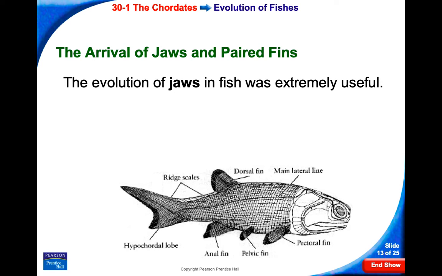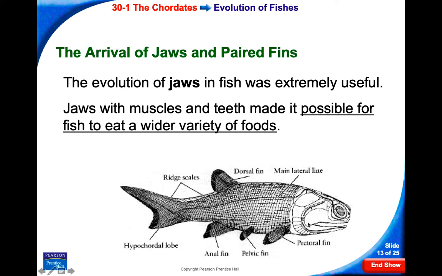Okay, the evolution of jaws in fish was very useful. A jaw, right here, can hold teeth. It can be supported by muscles that makes it possible for the fish to eat a wider variety of foods. Jawless fish like hagfish and lampreys, which still exist today, they're modern day fish, don't have that structure, they don't have a rigid, tough framework where teeth can be attached and muscles can be attached. They're limited to eating small particles of food. They either filter them out of the water or they suck them up like a vacuum, but they're very limited in what they can eat.